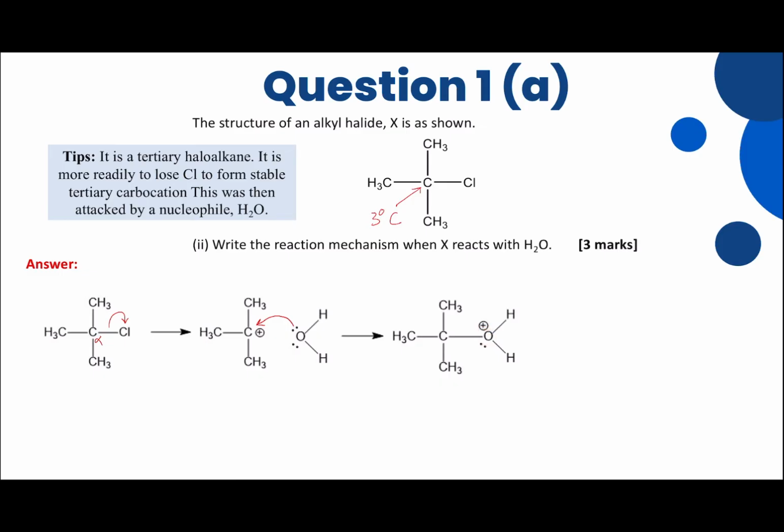Next, we have another water molecule. This lone pair from the water molecule here will attack this hydrogen. It should be any hydrogen here, I choose this one. And this bond will be given to oxygen because oxygen is more electronegative. Then you will get the final product, which is alcohol. Settled for the reaction mechanism where you form carbocation as the intermediate for tertiary haloalkane.